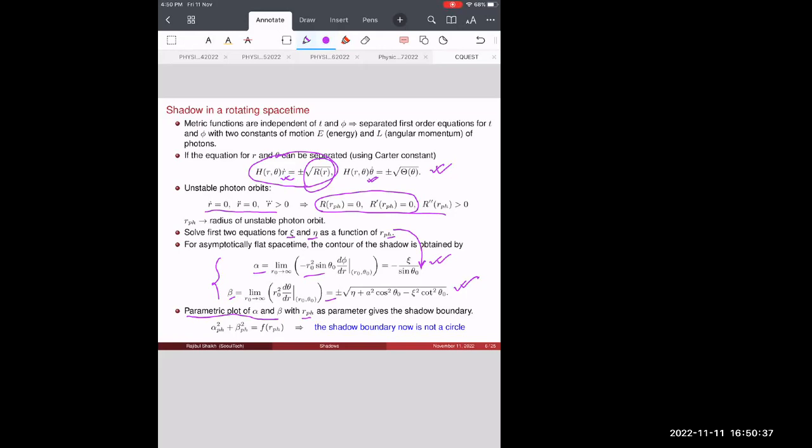Now, as I said, in the rotating case the boundary of the shadow will not be a circle. If we take the square of these and add, we find that this quantity is a function of the unstable photon orbit radius, and this radius is different in different planes. Therefore, the boundary of the shadow is not a circle.